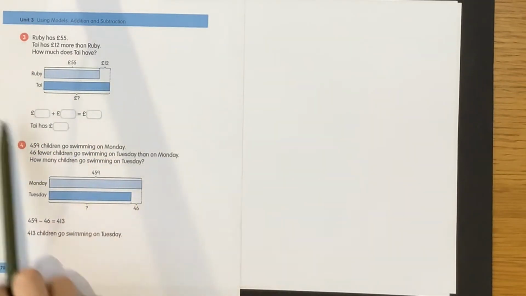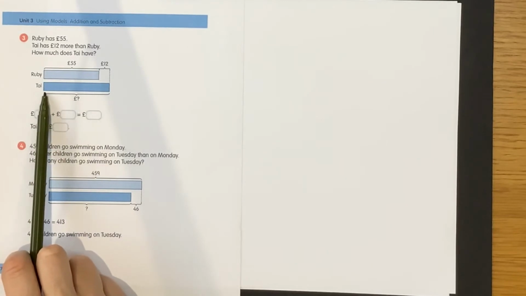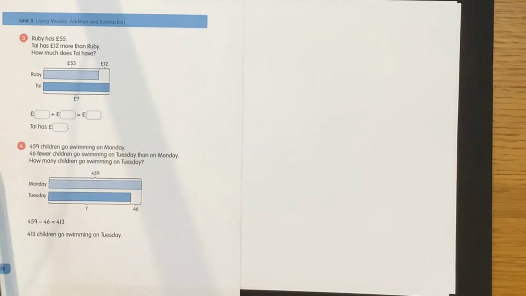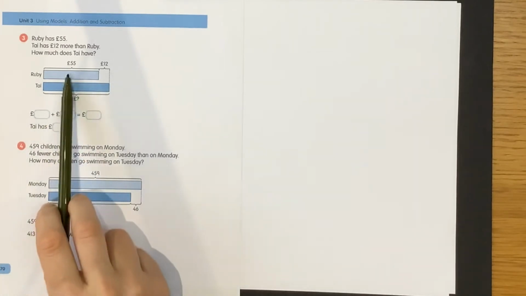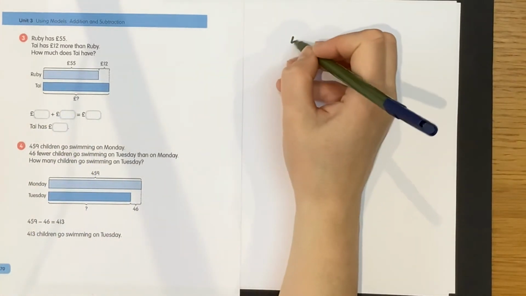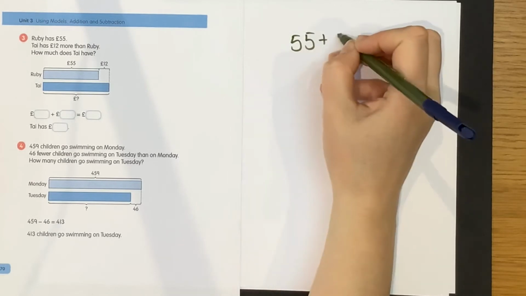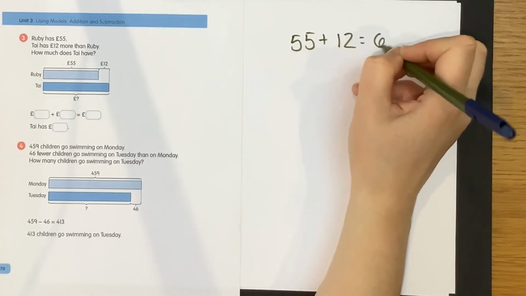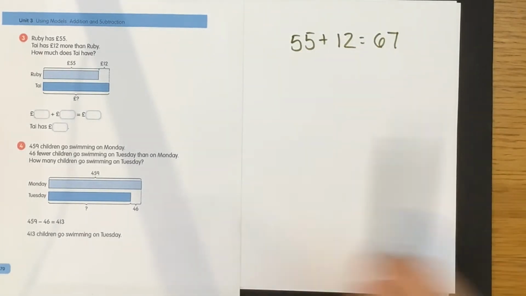Okay, we can see from this bar, can't we? The one we need to find, the question mark, is the long bar. So we're going to need to do an addition. So we need to do 55 add 12, which is 67. So hopefully you worked out that Ty has £67.